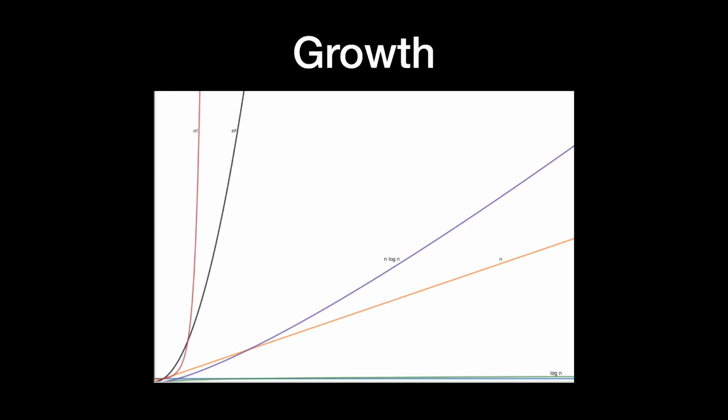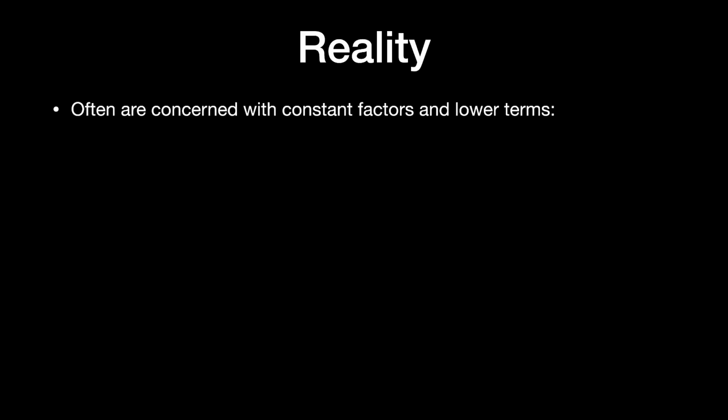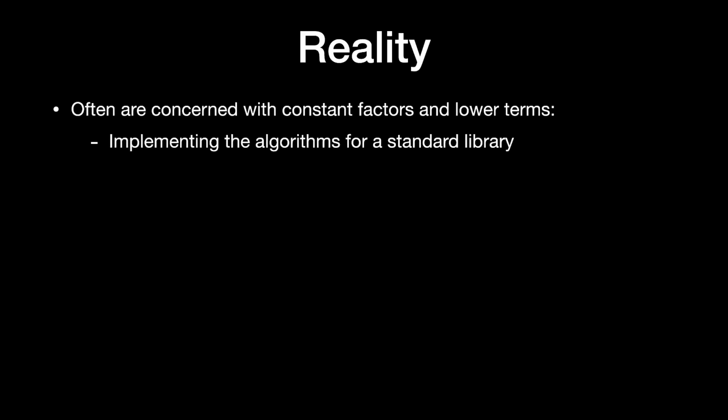How does this look in reality? Well, in reality, we are actually often concerned with the constant factors and lower order terms. For example, if we're implementing algorithms for a standard library, these standard libraries are going to be used by a wide range of developers with a wide range of different use cases. Therefore, it probably is worth the effort to reduce constant factors and try to eliminate lower order terms. Or if there are small values of n for our input sizes, the constant factors and lower order terms may still be very significant.